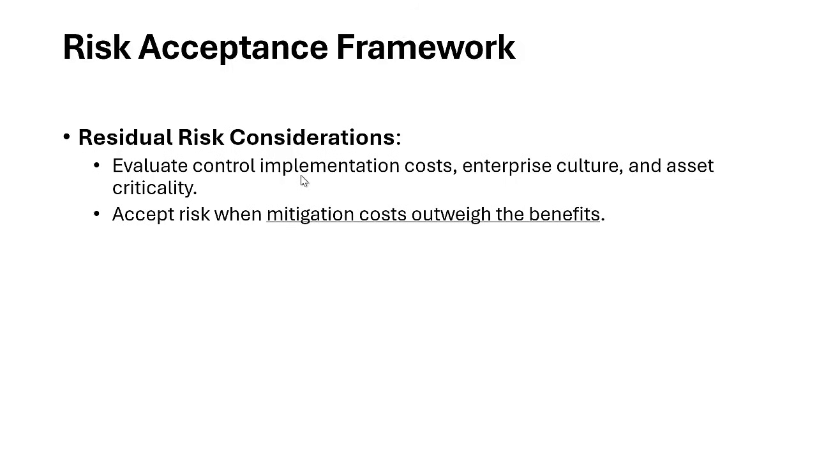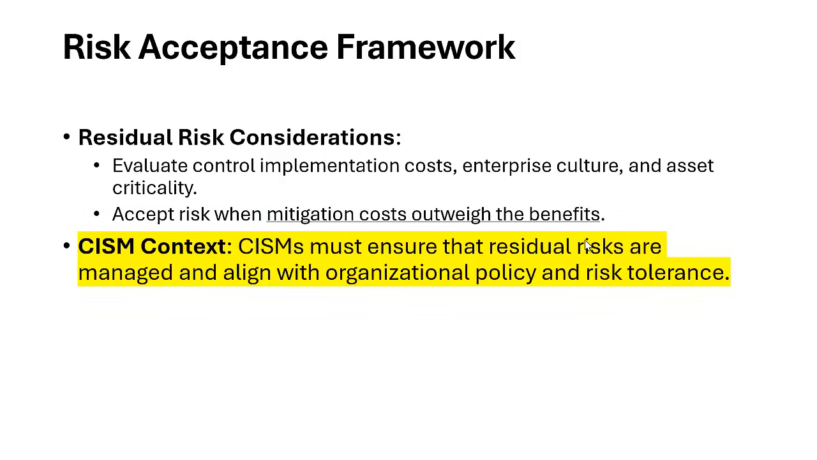And we always accept risk when the mitigation cost outweighs the benefit. For example, I know the training cost is very high compared to the certification cost. So I will take the exam without going for the training. I'm getting a second shot free, I'm getting benefits, so let me go for the exam. In that case, I'm not spending money on the training, because training costs $1,000 and the exam costs $500. So why should I pay $1,000 here, right? In that case, we accept the risk. So the CISM must ensure the residual risks are managed in alignment with the organization's policies and risk tolerance. Tolerance means it should be below the appetite level.